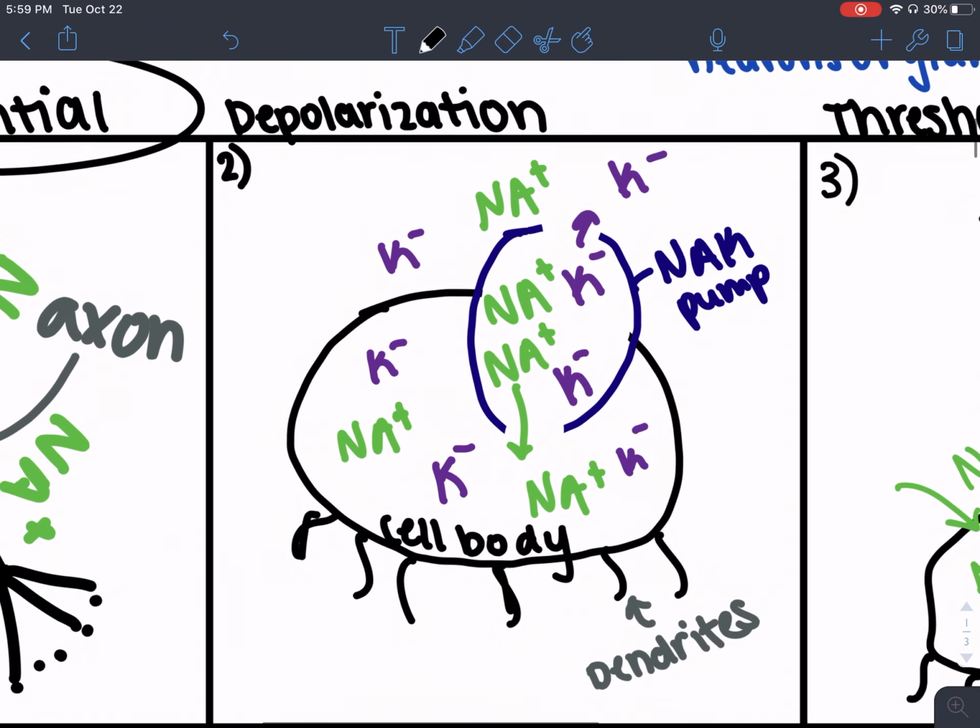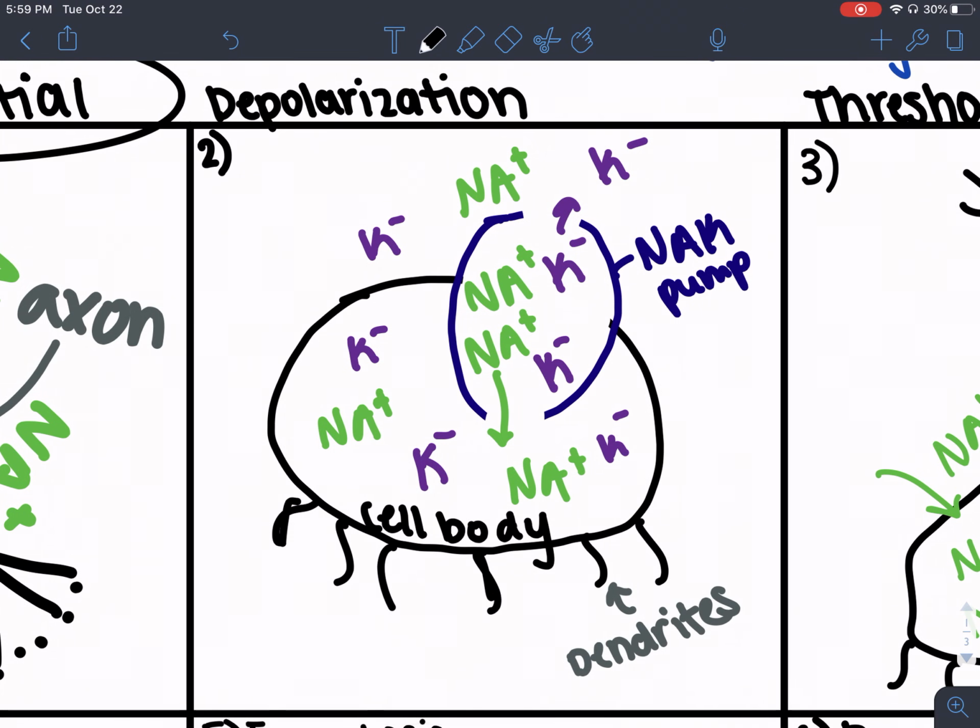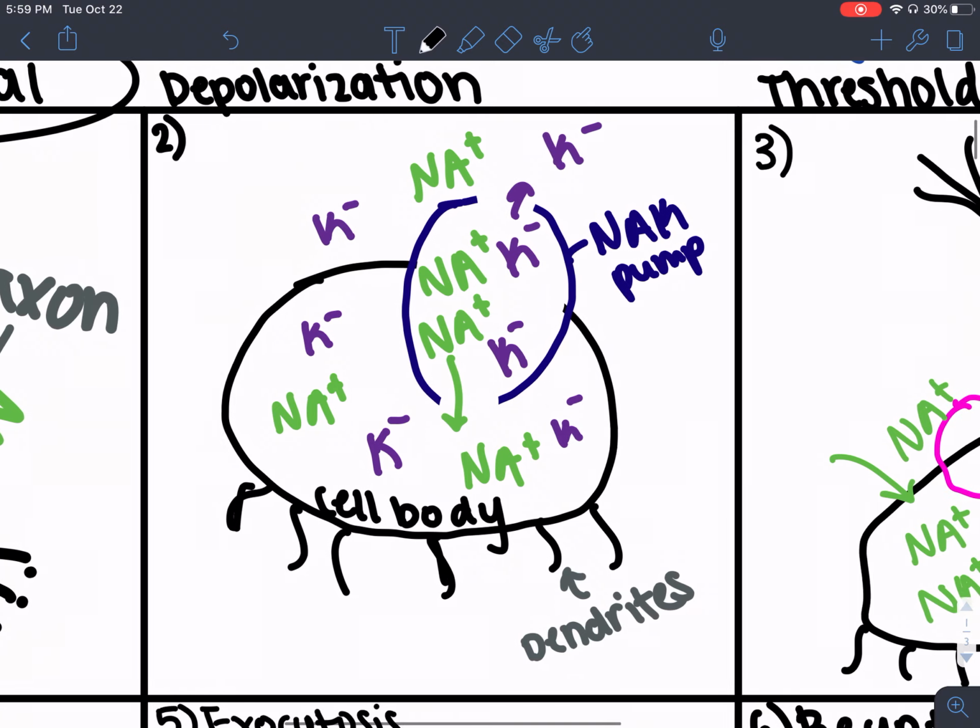And then your next step is going to be depolarization. So you're going to have sodium rush into the cell body as potassium rushes out, and this is all happening through the sodium potassium pump. And then the dendrites go into the cell body next.